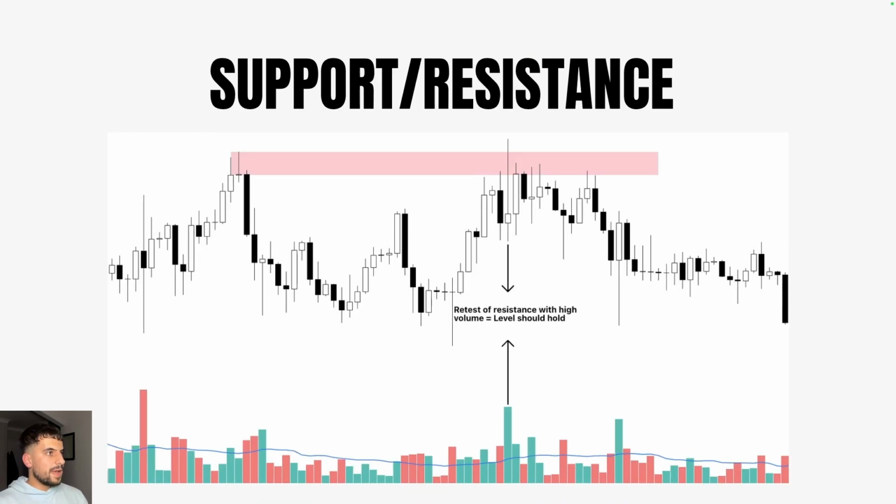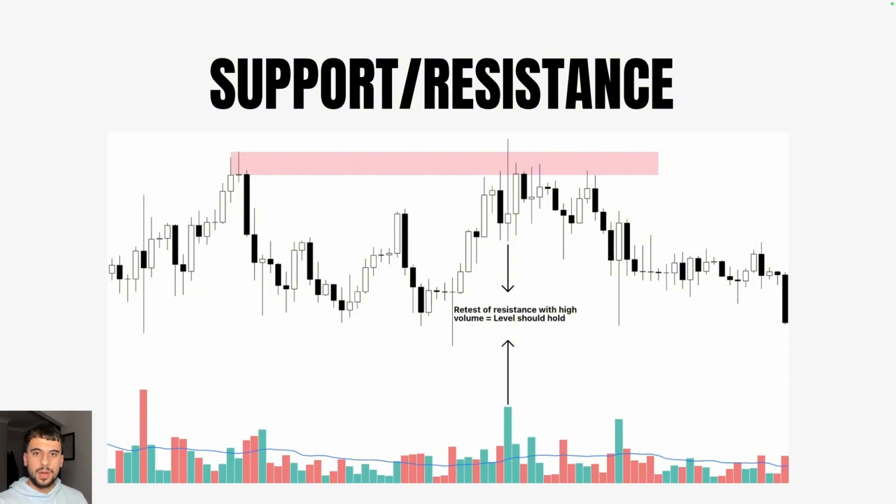Now, some other methods where you can use volume are as follows. So support resistance. In this example, we have a clear resistance level which continually gets retested and holds. And on this particular retest over here, we can see that it has high volume. Now, of course, price first, as always. You can see price rejects it. But the fact that price rejects it with high volume shows that this level, to a high probability, will hold.